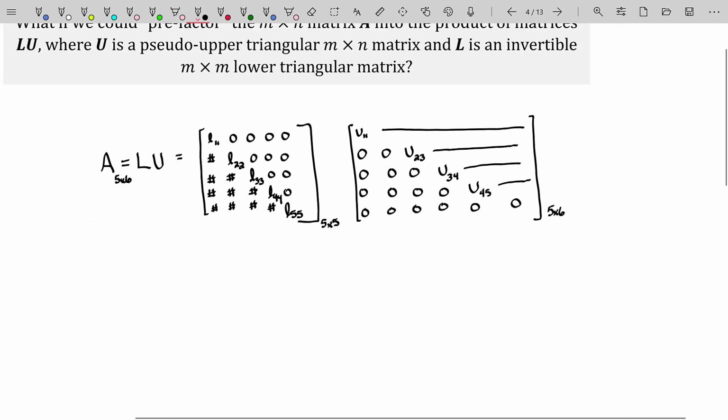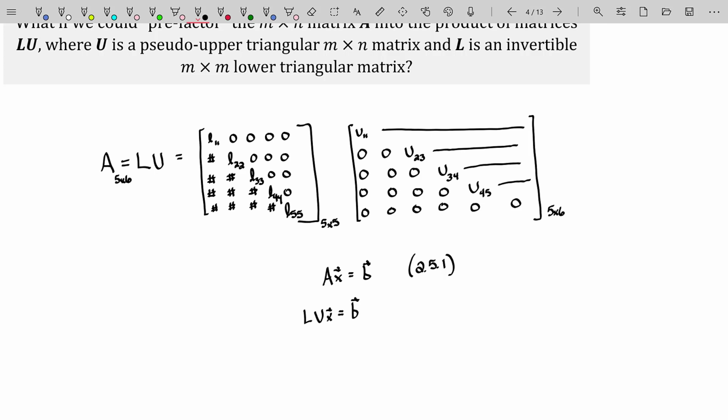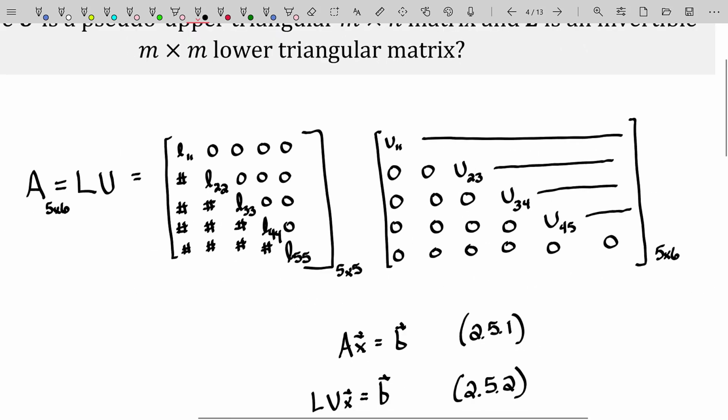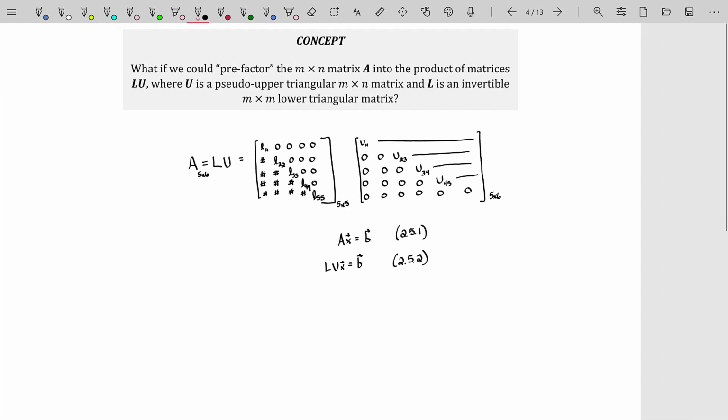So now if you consider that we wanted to solve AX equals B, which was what we were calling 2.5 number 1, we're now trading out A for the matrix product LU, X equals B, and we'll call that 2.5.2 because we're going to reference that a few times in this video. And if we can do this factorization, which is a big if, by the way, we would call this the LU factorization.